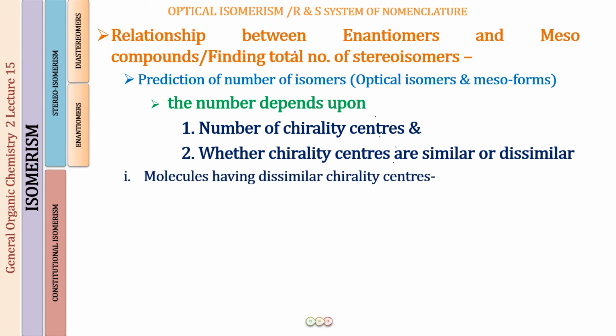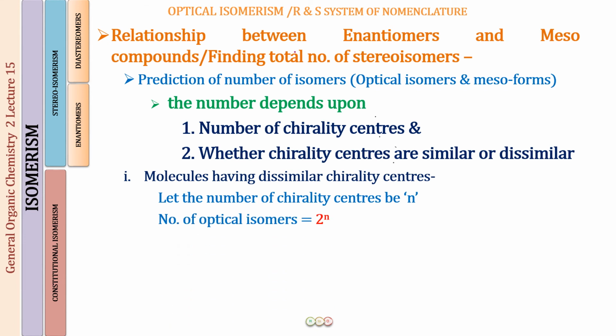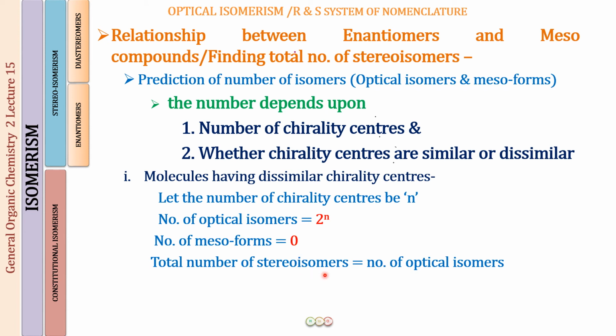Now, if the molecule has dissimilar chirality centers, and the number of chirality centers is n, then the total number of optical isomers is going to be equal to 2 to the power n. The number of meso forms is going to be equal to 0, and the total number of stereoisomers is going to be equal to the number of optical isomers plus the number of meso forms, which is 2 to the power n. This is when the molecule has dissimilar chirality centers, as you have seen in the case of 3-bromo-2-butanol, and I'm going to give you one more example.